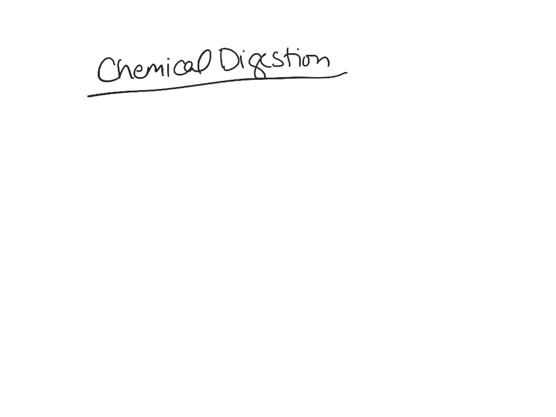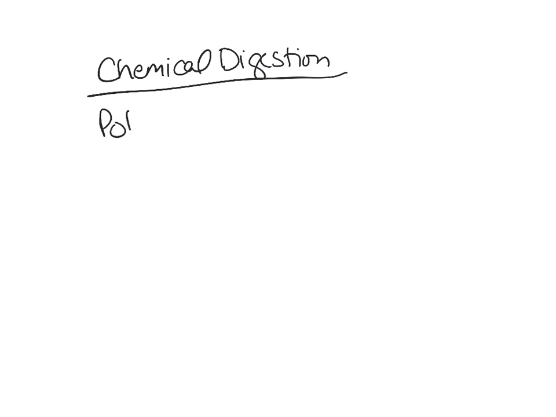I now just want to talk briefly about chemical digestion. So we're going to talk about the individual chemicals. When nutrients are brought into the GI tract, they have to be broken down into the smallest units possible in order to be absorbed into the body.